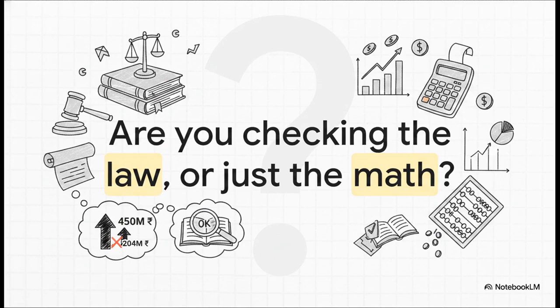I want to leave you with a final thought to really reflect on in your own practice. A flawless mathematical calculation is completely useless if it's built on a fundamental misunderstanding of the tax code. We just turned a 204 million rupee assumption into a 450 million rupee reality simply by applying the law correctly. So when you look at a computation, ask yourself, are you just checking the arithmetic or are you actually checking the law? Think about that the next time you review a tax return.